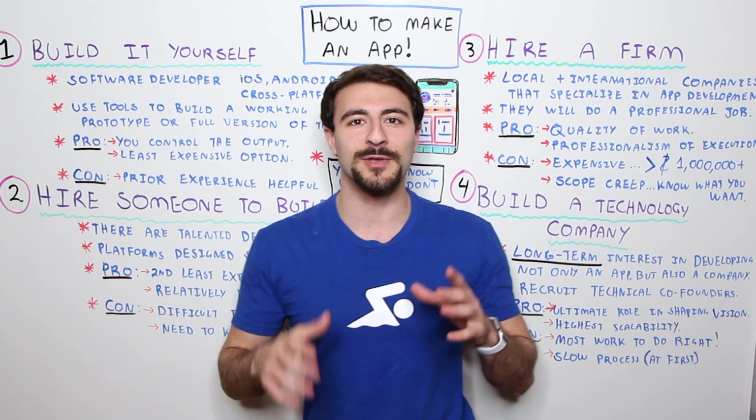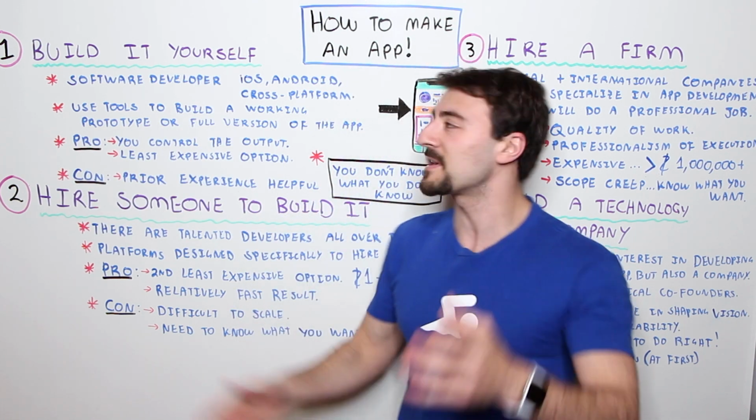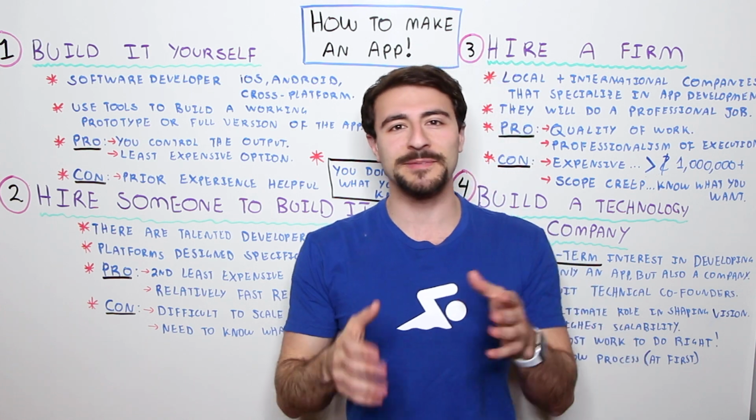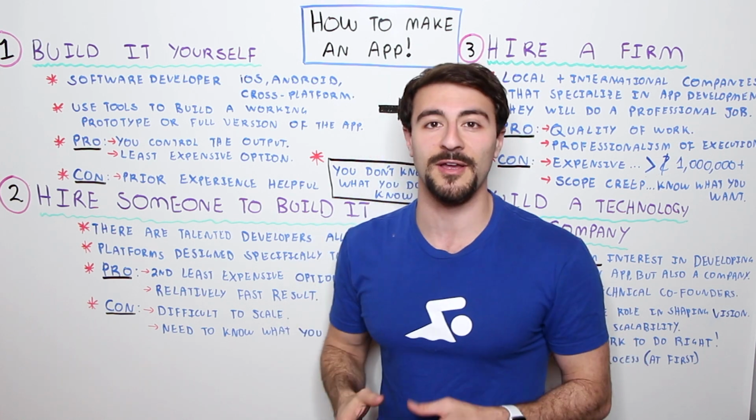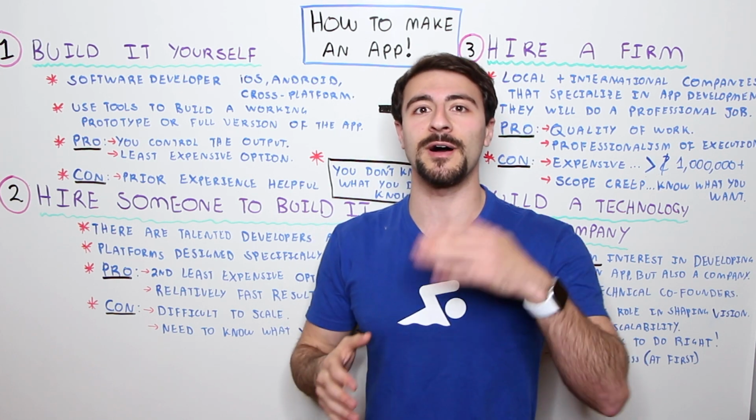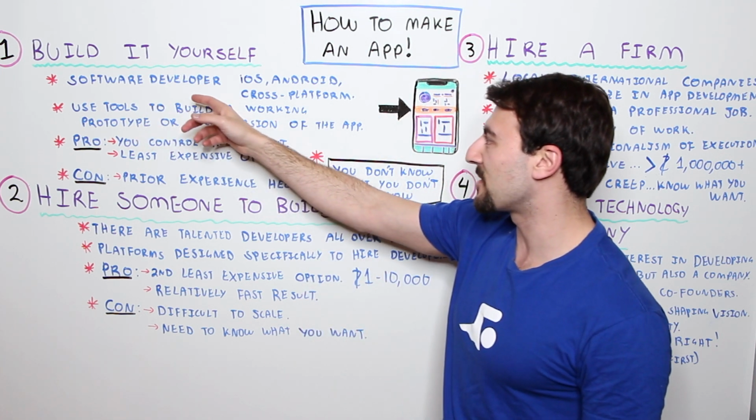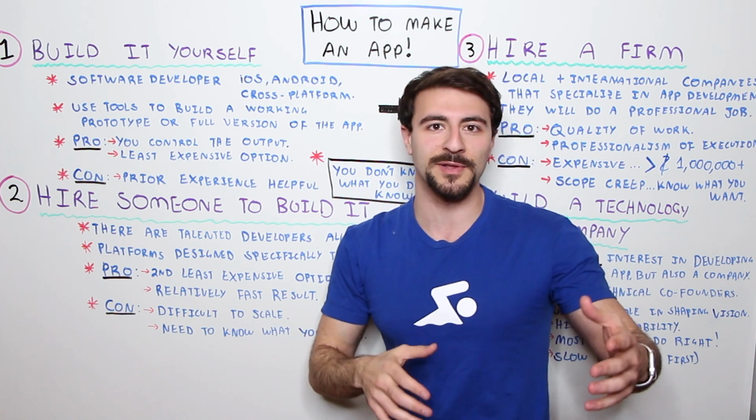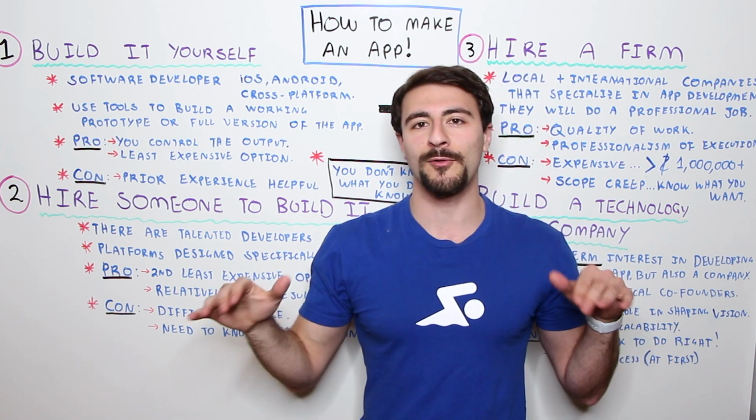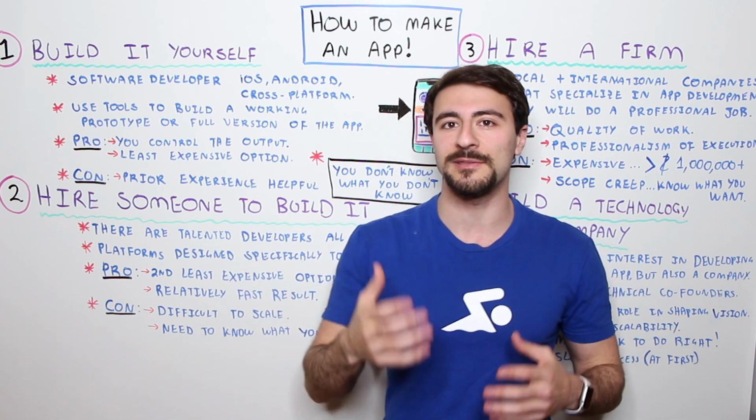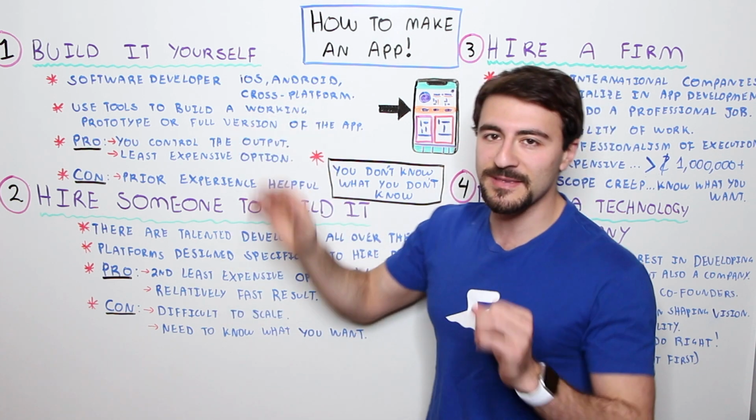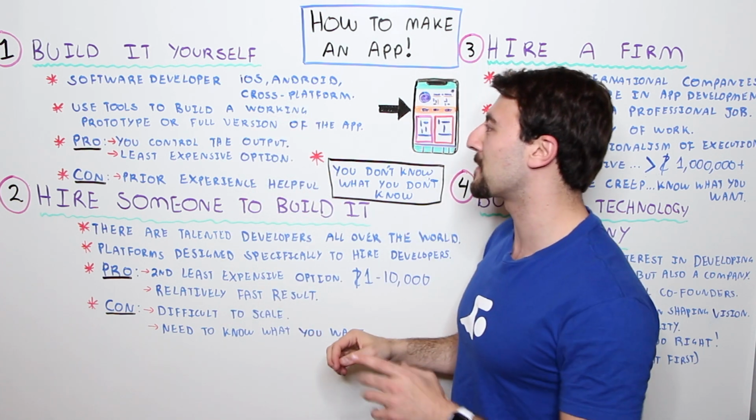Now, the first way that you can actually build an application is to build it yourself. Now, this doesn't mean you have to be a software engineer. If you're a software engineer, that can help you a ton. It'll give you that first step advantage. So if you're a software engineer, whether you're iOS, Android, you know how to build in Swift or Java, whatever programming language it is, that's great. It'll get you started. But you might not necessarily need to be a software developer, and here's how you might be able to get started.